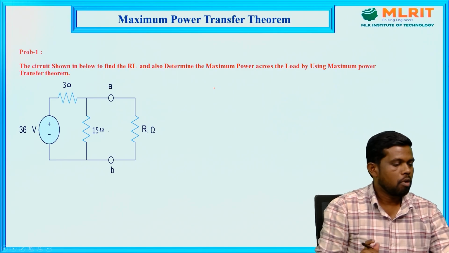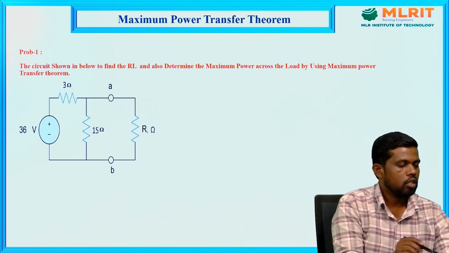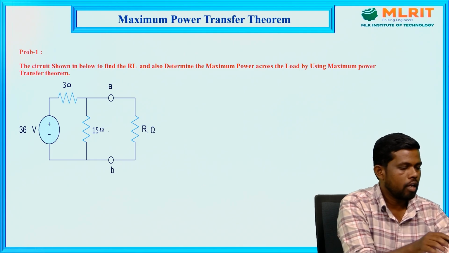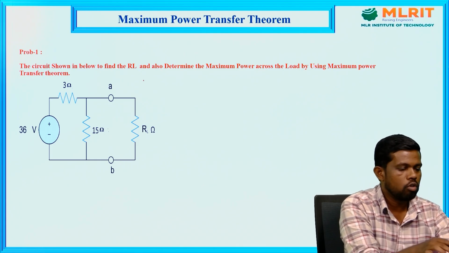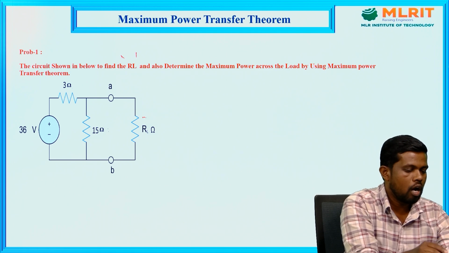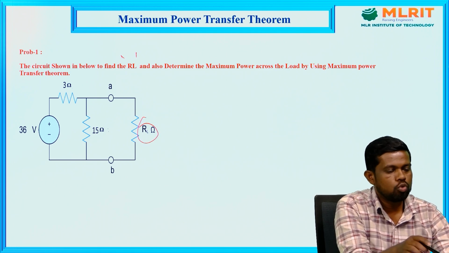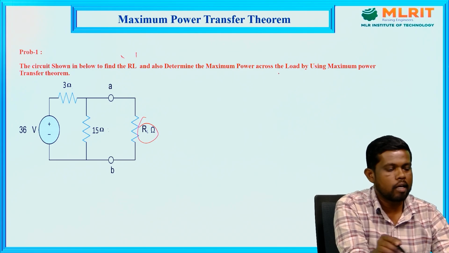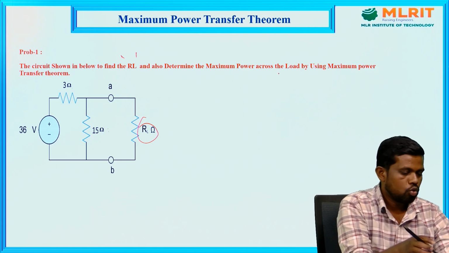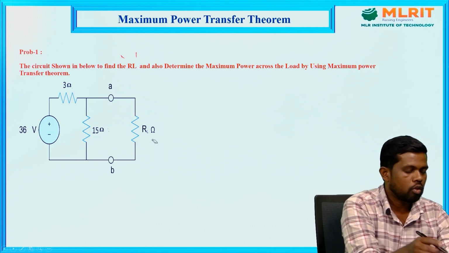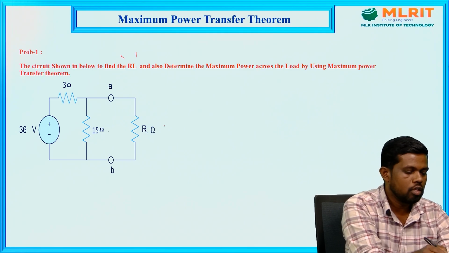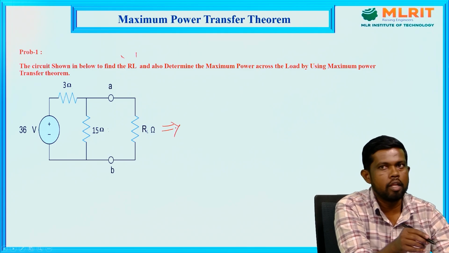So let us take problem number 1. In the question, we need to find out the RL value. Here RL is unknown, and after finding the RL value, we need to determine the maximum power across the load resistor. We already discussed this in the last session, so we need to apply the maximum power transfer theorem to the circuit.